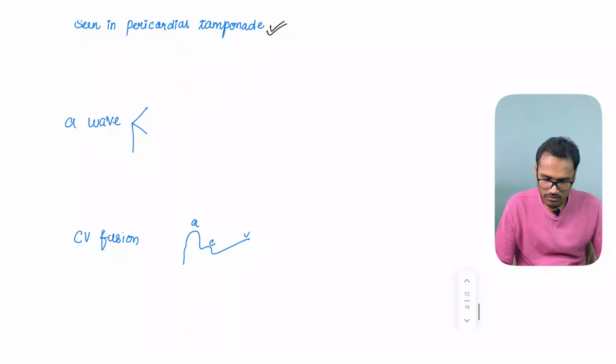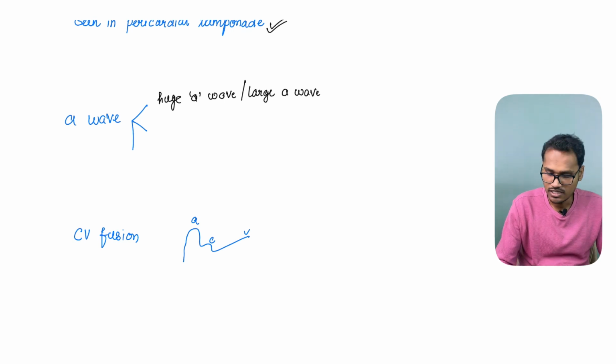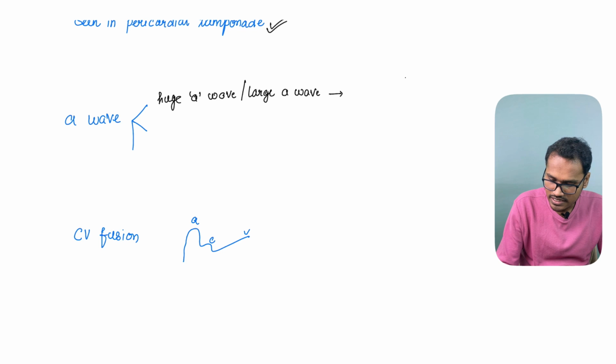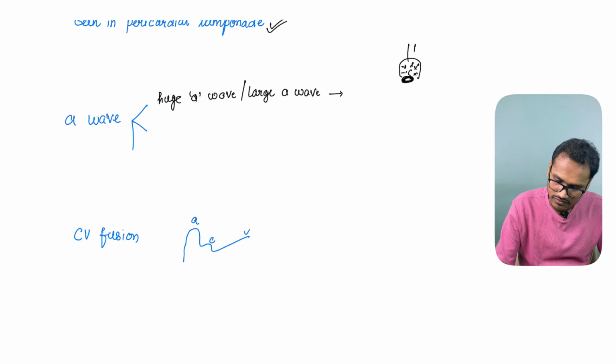Next, coming to the abnormalities of the A wave. There are some conditions where there will be a large or huge A wave. Why is the A wave happening? Because of atrial contraction. Let's assume there is an obstruction in the tricuspid valve, now the atria will try to contract with huge force. The atria will try to push it, so naturally the JVP will increase a lot. So this is nothing but our tricuspid stenosis.